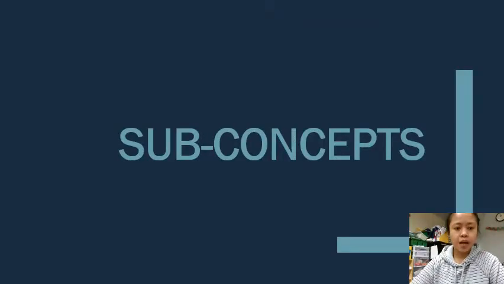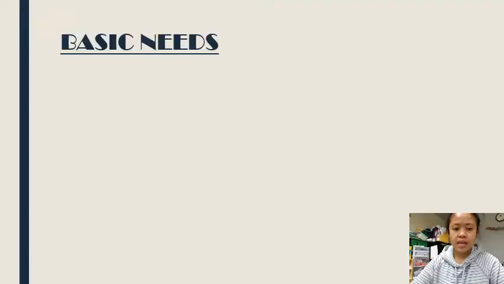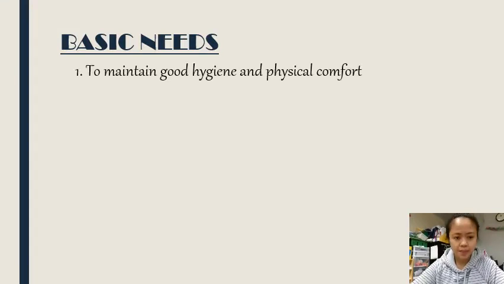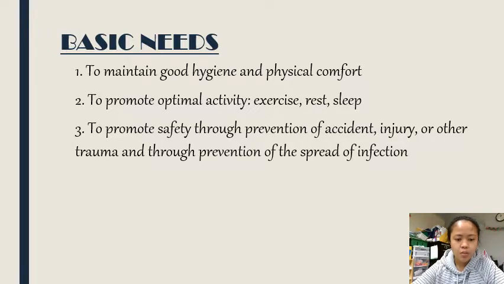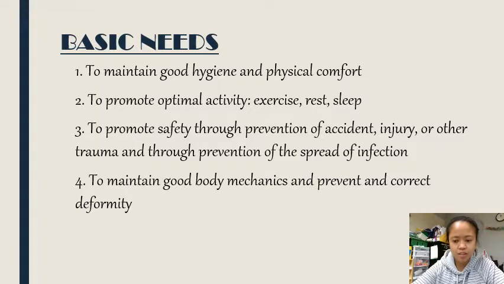So the sub-concepts of the theory is divided into 4 categories. The first one is the basic needs: to maintain good hygiene and physical comfort; to promote optimal activity, exercise, rest, sleep; to promote safety through prevention of accident, injury, or other trauma, and through prevention of the spread of infection; number 4, to maintain good body mechanics and prevent and correct deformity.